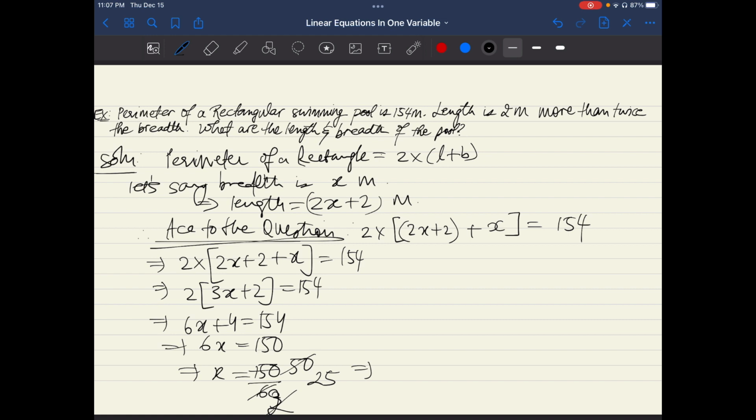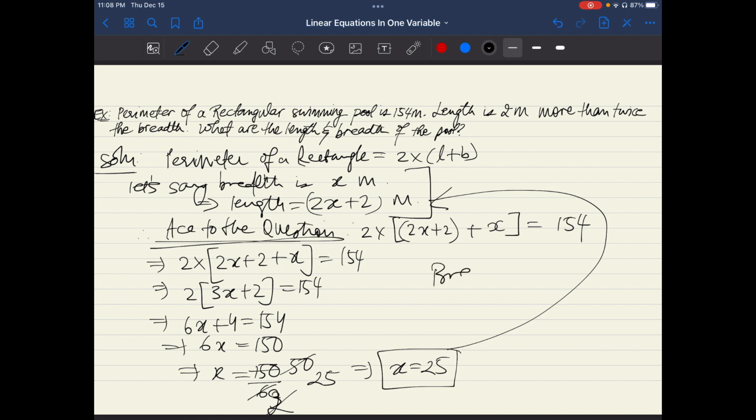Therefore, our x is 25 meters, which implies, putting the value of x back into the equation, the breadth of the rectangular pool is x, which is 25 meters, and the length of the rectangular pool is 2x plus 2 meters, which is 52 meters.